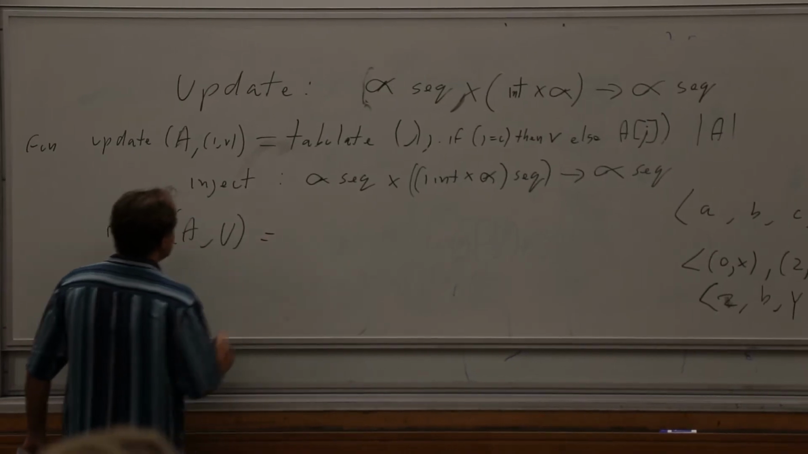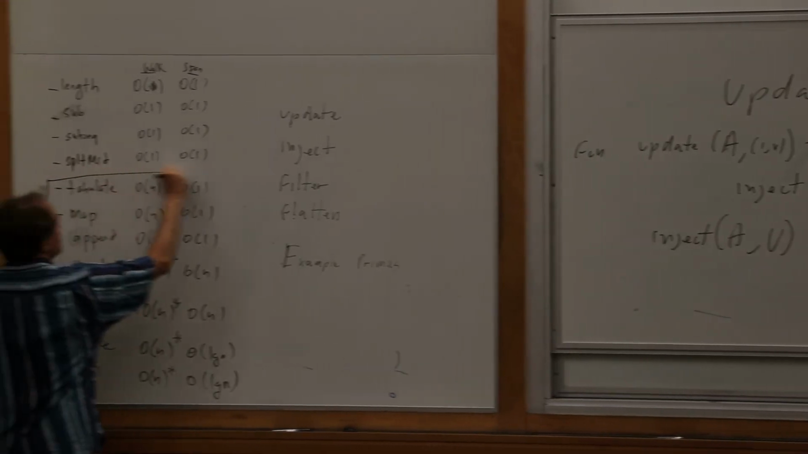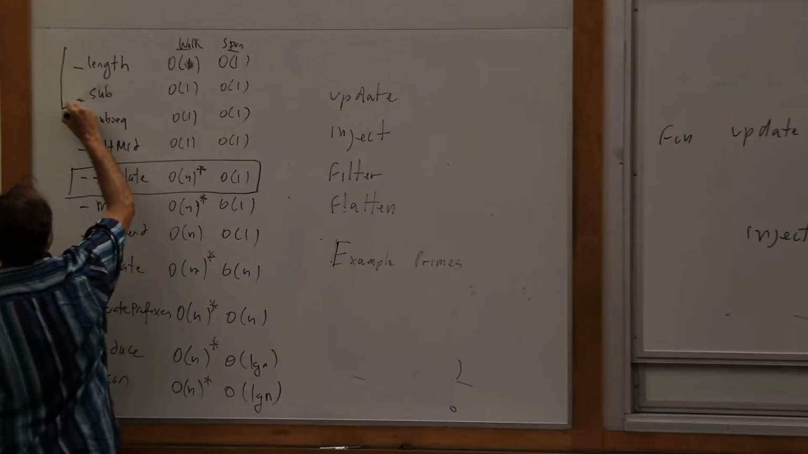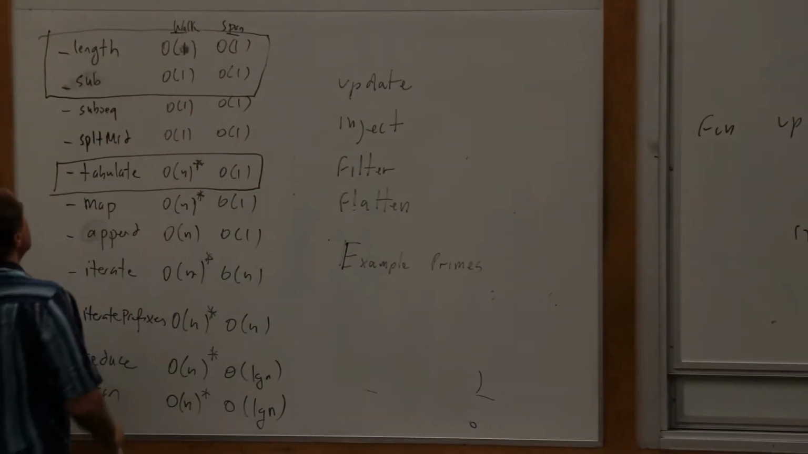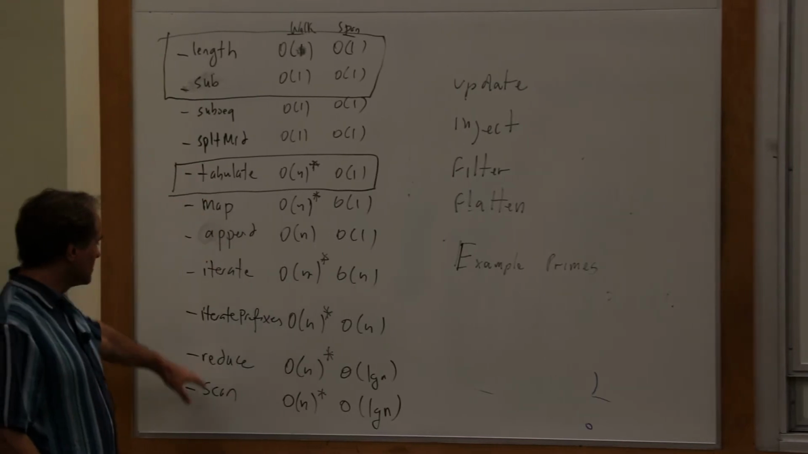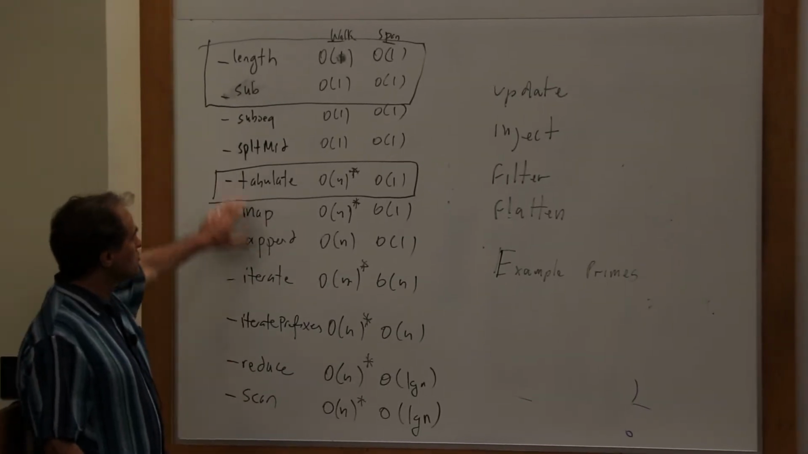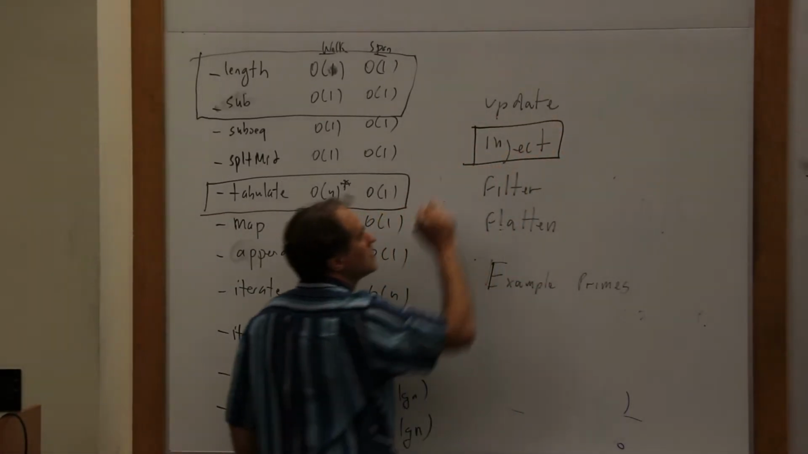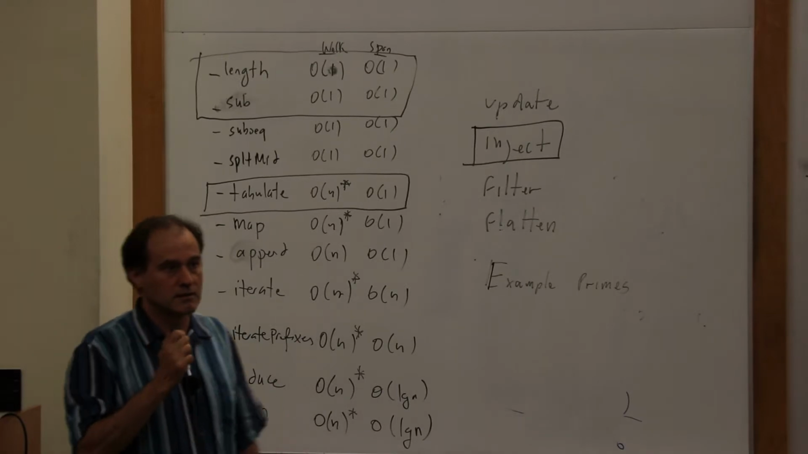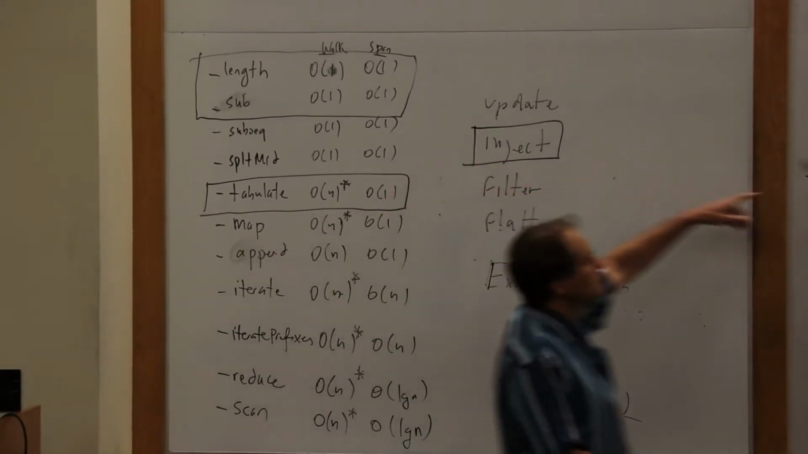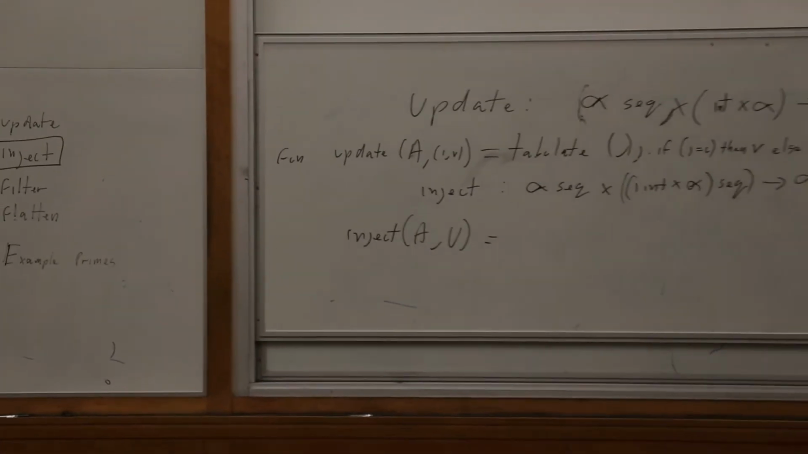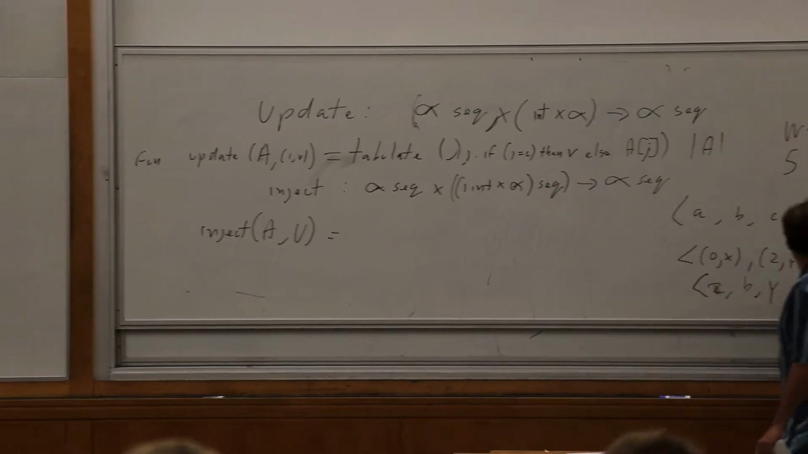Semantically, if we go back and ask which of our operations need to be primitives, we assumed that tabulate was a primitive, and it turns out that we need length and sub to be primitives. We don't need subseq, we don't need any of these. In fact, Umut spent time showing how to implement those, okay? But inject has to be a primitive. Update doesn't. I just showed you the code for update, right? This is the update here. If I want to get these costs, it has to be primitive.